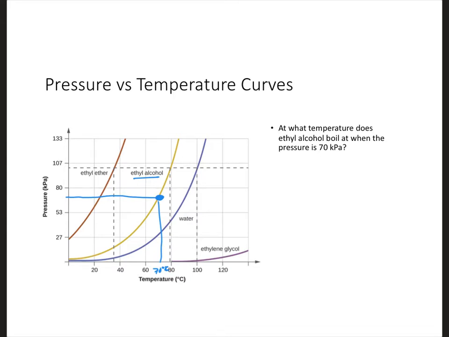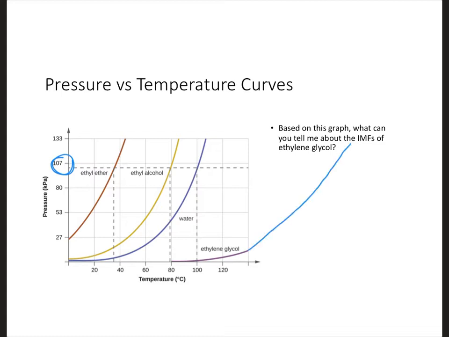So it's just a matter of finding whichever tick mark on whichever axis they give you, tracing up to the curve, cutting across to the other axis, and getting that number out. Based on this graph, what can we say about the intermolecular forces of ethylene glycol? So if 105, if this area is where water boils, this curve needs to be way up here for us to talk about it boiling at room temperature.